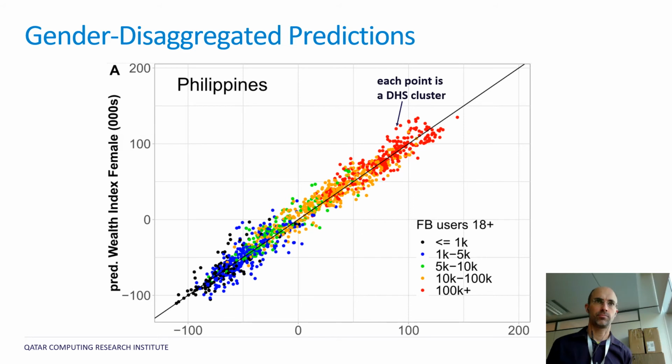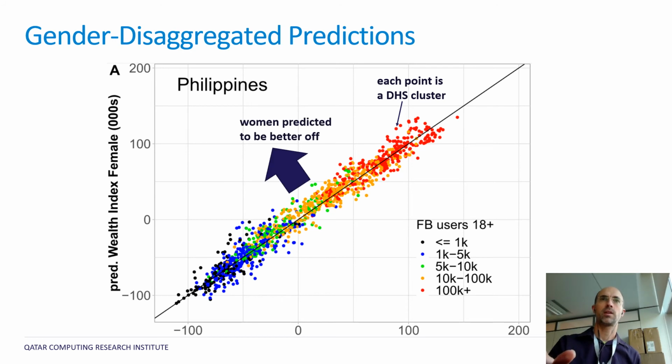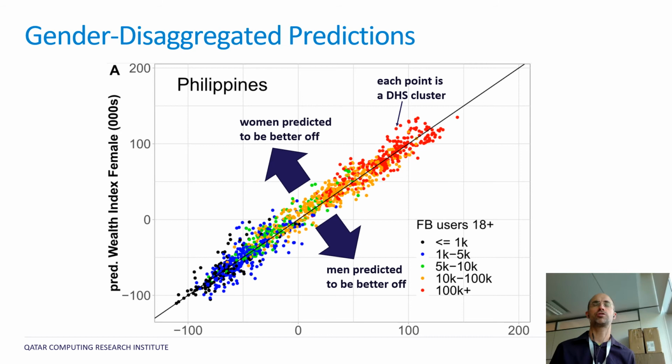In this plot, this is for the Philippines. Each individual data point is one of the 1,200 DHS clusters in the Philippines. On the y-axis, we're showing the predicted wealth index for women, and on the x-axis for men. So here in the top left, you have clusters where the method predicts women to have a higher wealth index than men, and conversely in the bottom right.